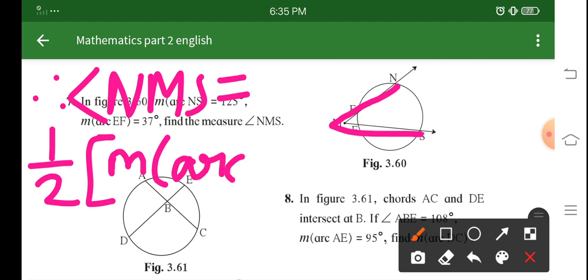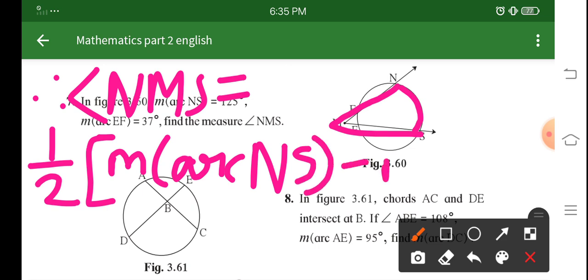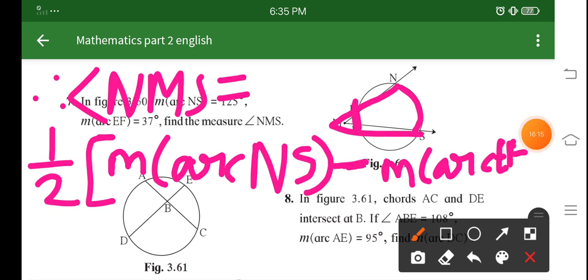Arc देखो. So this is the arc NS. So we'll have to write NS. This is the major arc and the another one is major arc. So difference means minus, right? So major arc EF. Can you see this EF? तो EF इतना लिखा हम लोगों ने. Okay. Now substitute the value, you will get the answer.